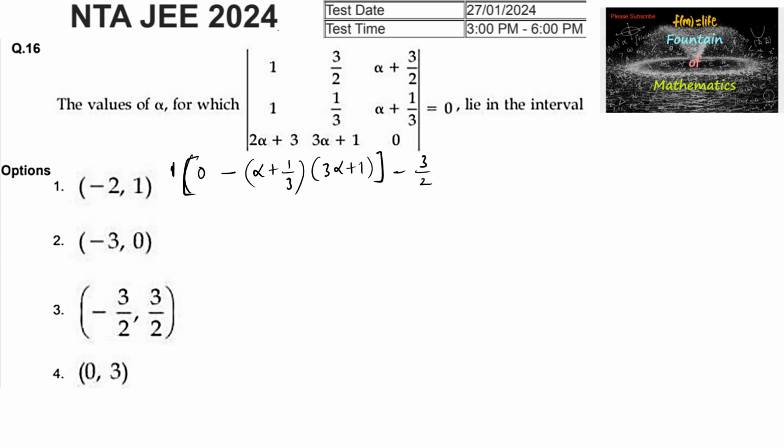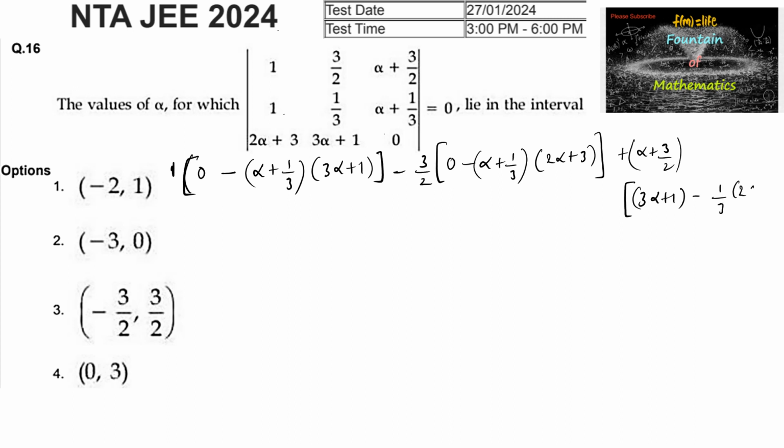minus 3 upon 2 times of 1 into 0, 0, minus alpha plus 1 by 3 into 2 alpha plus 3, and again plus alpha plus 3 upon 2 times of 1 into 3 alpha plus 1, minus 1 by 3 into 2 alpha plus 3 is equal to 0. So let us simplify here.